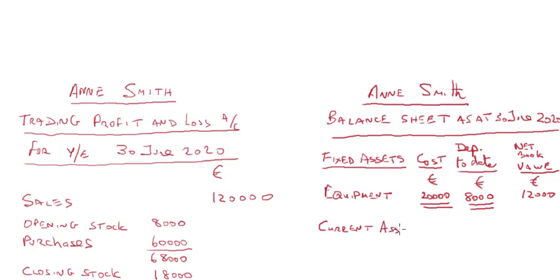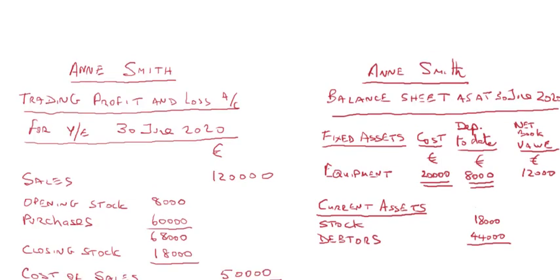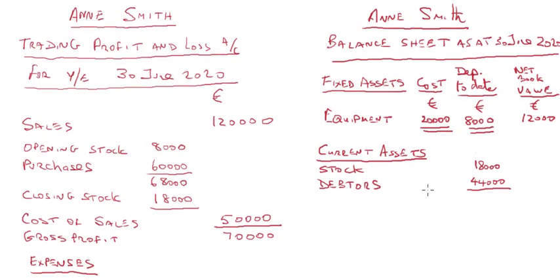Okay, the next figures then are the current assets. These are short-term assets, or they're assets that are going to turn into cash shortly, or cash already. Okay, and we have stock and we have debtors. We said it is no longer money in the bank, so we're not going to put that in. So what have we got? Stock is 18,000, that's the closing stock. And the debtors, remember from the T account, 44,000. Okay, so that's not too bad. So that's our asset. So we add those two together and we get 62. Put a line underneath it.